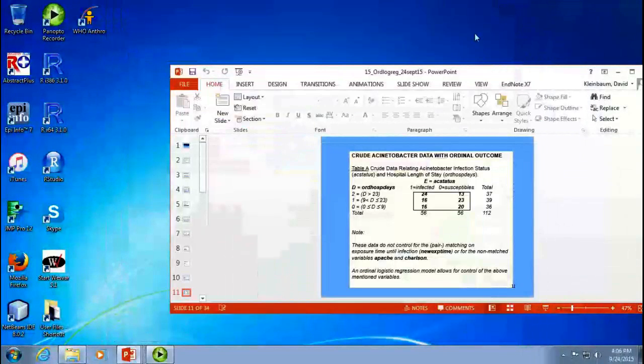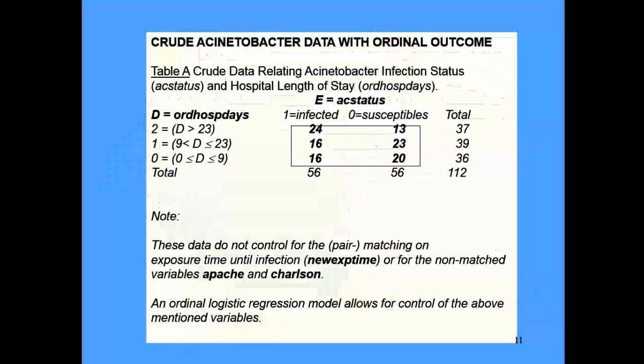So let's start talking about continuing where we were on ordinal logistic regression. Okay. Now, just to remind you, for most of the class last time we talked about polytomous logistic regression. Both polytomous and ordinal logistic regression involve a logistic model where you're dealing with an outcome that has three or more categories.